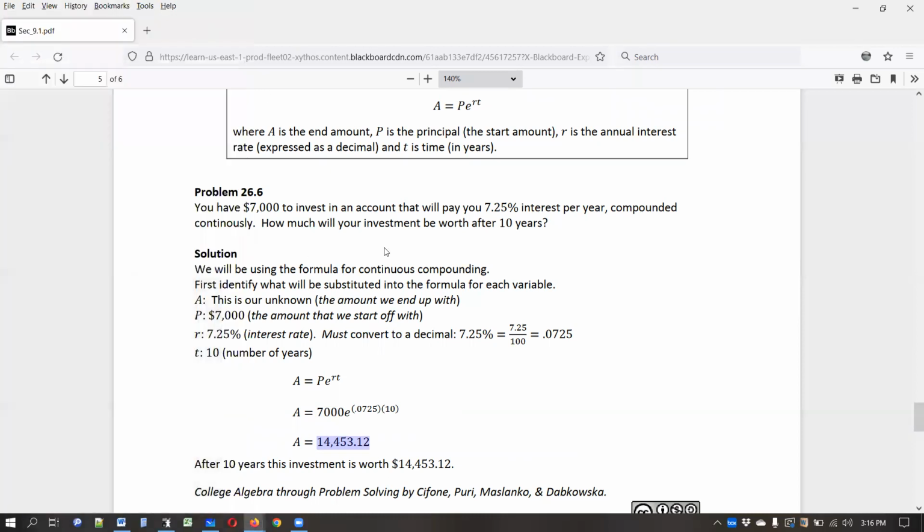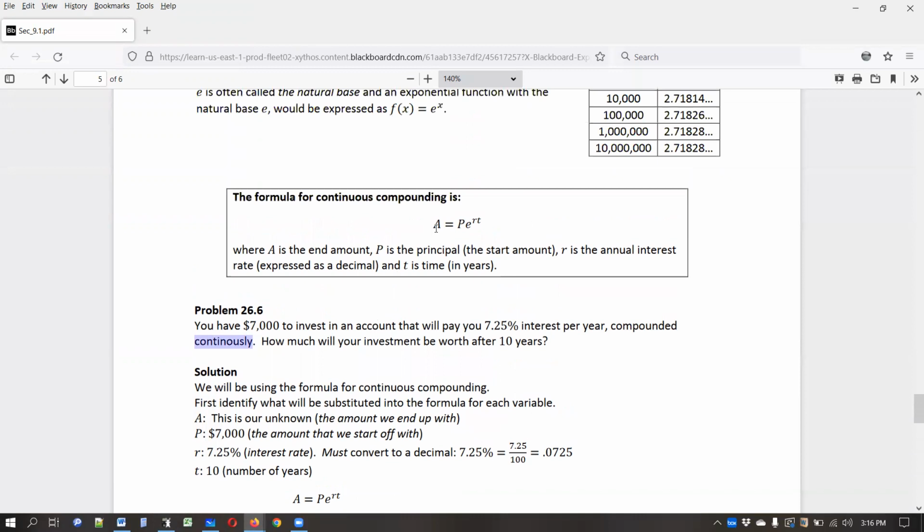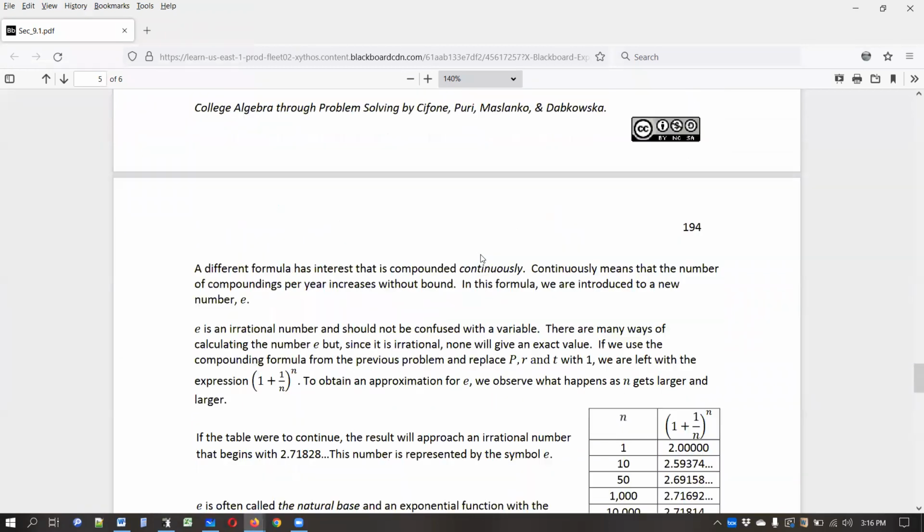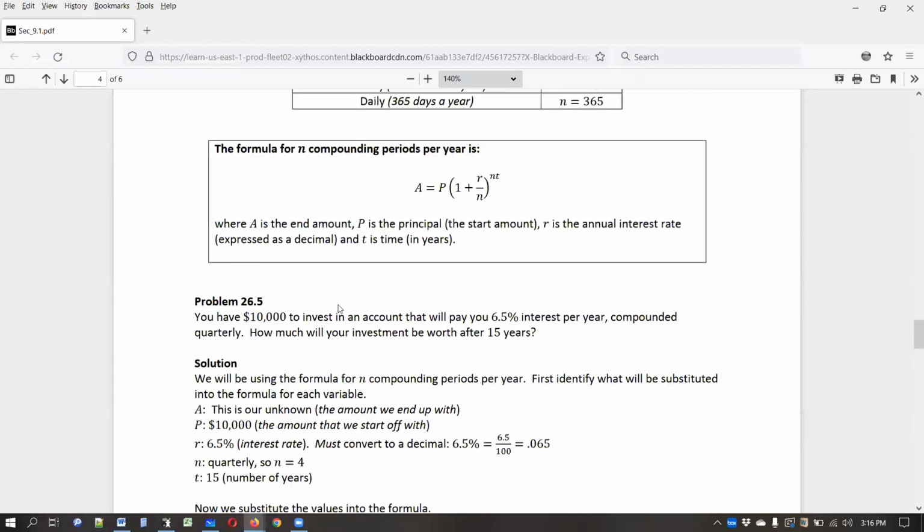Okay, so these are for problems that say compounded continuously. You are to use the second formula. If the problem doesn't say compounded continuously, like this one, let's take a look, 26.5, you have $10,000 to invest in an account that will pay you 6.5% interest per year, compounded quarterly. It didn't say compounded continuously, so I have to use this formula here. How much will the investment be worth after 15 years? So I already know I have to use this formula because the word continuously is not in here.